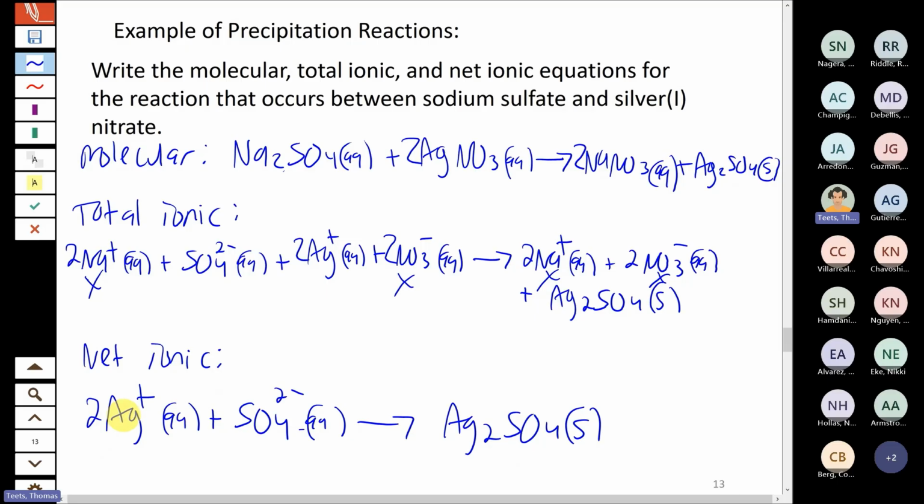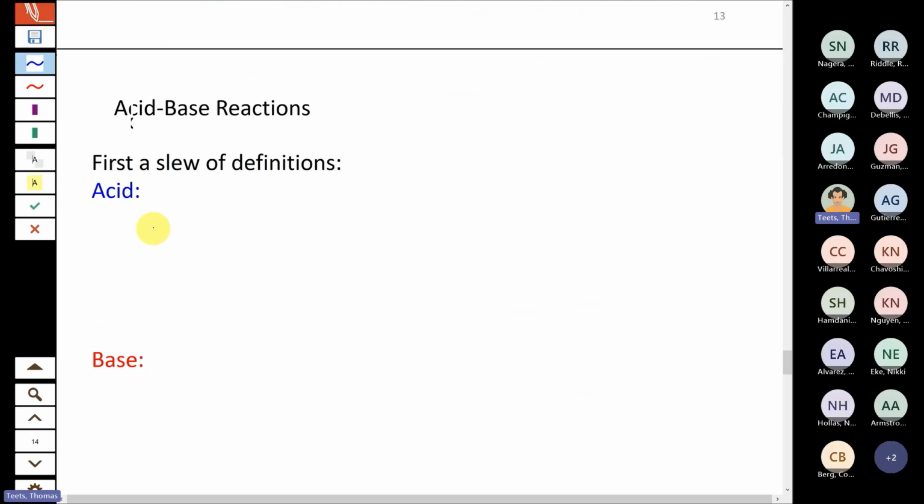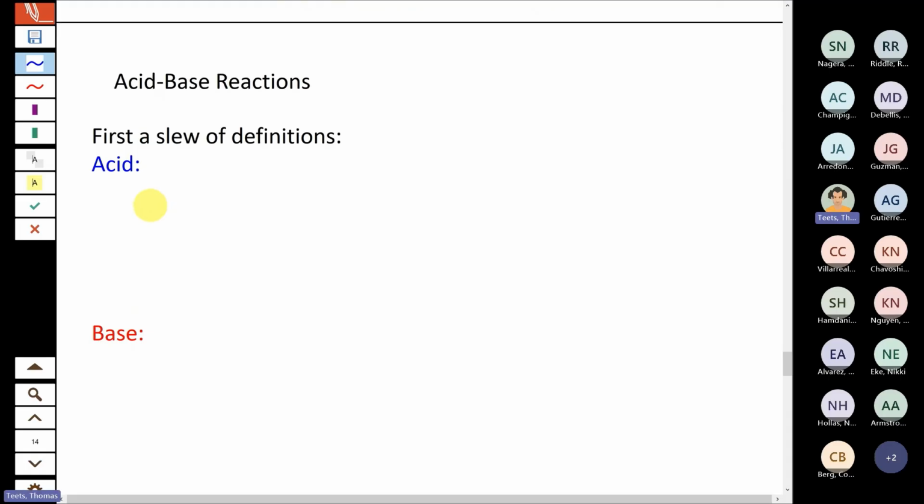All right, any questions? All right, so that takes care of precipitation reactions. The next major category that we're going to move to for aqueous chemical reactions are going to be acid-base reactions. So we talked a little bit about acids and bases in chapter 3, just about how to name them and how to recognize them. And now we're going to talk about the chemistry that they undergo.